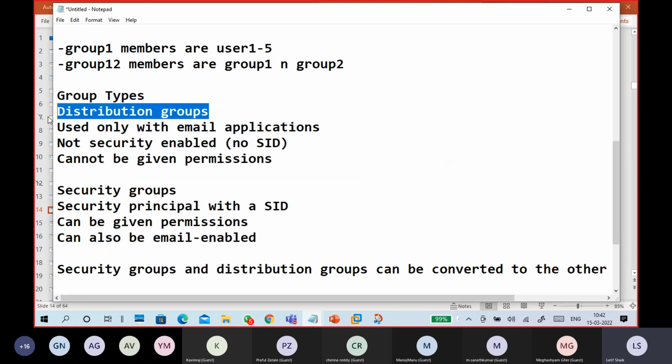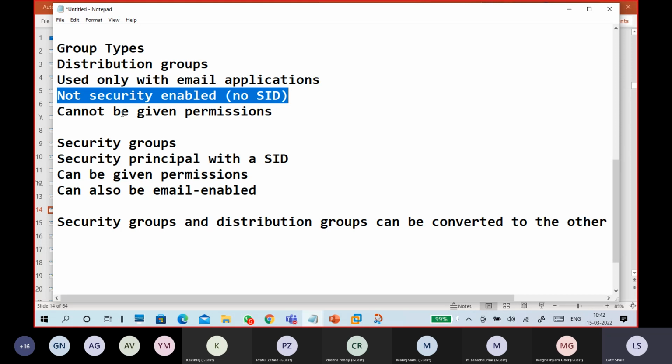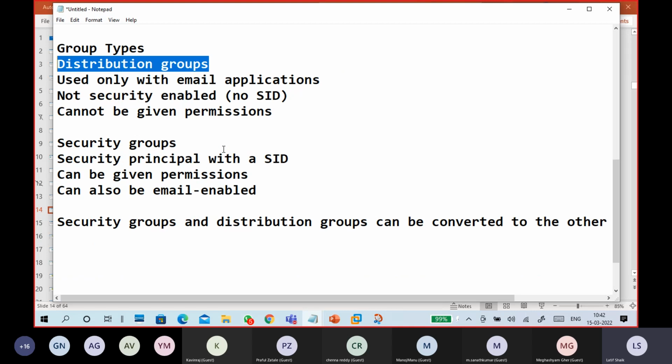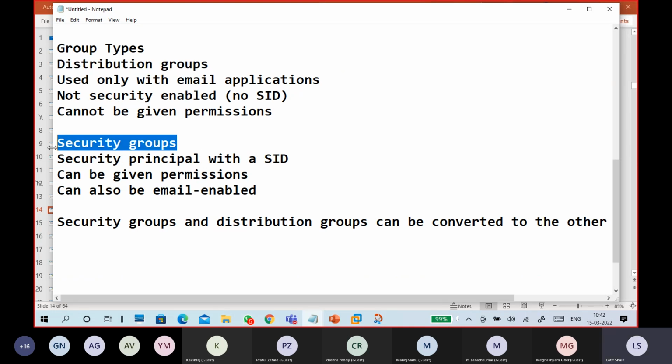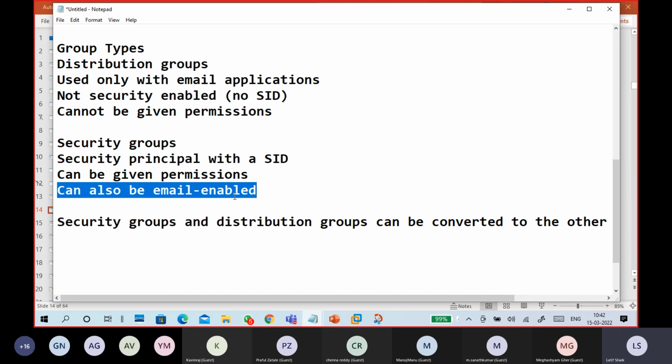What is a distribution group? It is used only with email applications, not security enabled, no SID, cannot give permission. It means if your group is a distribution group, you can't give security permissions to that group. A security group is a security principal with a SID, can be given permissions, and can also be email enabled.